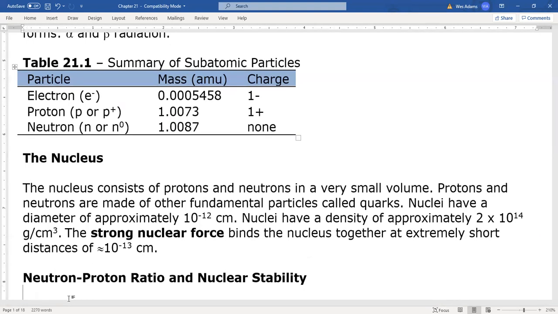The protons and neutrons are made out of smaller fundamental particles called quarks, which we won't really investigate in this particular course. Nuclei have a very small diameter. We're talking 10 to the -12 centimeters. But its density is very high, 2 times 10 to the 14th grams per cubic centimeter. There's a force called the strong nuclear force that's very much related to how many protons and neutrons you have that holds it together, but only over very short distances, causing these particles to stick together.